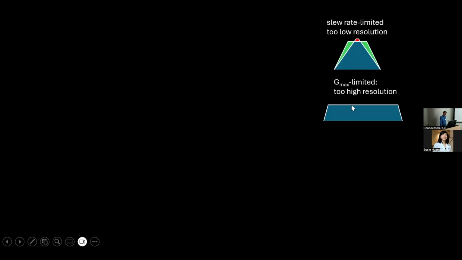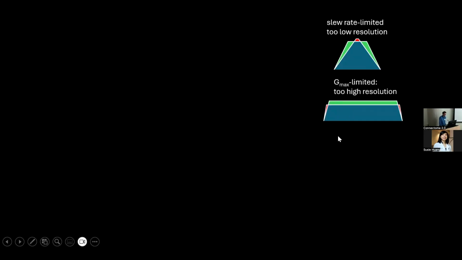limited. And I define this as being the fact that when you increase your Gmax by 10%, it doesn't really buy you that much. But if you increase your slew rate by 10%, it buys you a lot. Now, you can also be on a different case where you are ending up with these more rectangular shapes, which probably means you chose a too high resolution for your scanner. You're Gmax limited, defined as the fact that if you increase your slew rate by 10%, it doesn't buy you that much. But if you increase your Gmax by 10%, it buys you a lot.